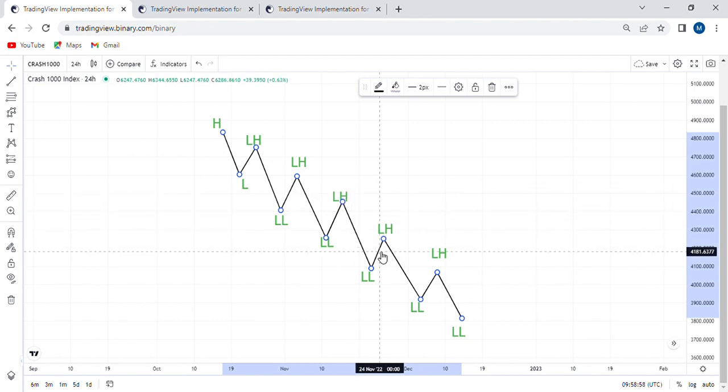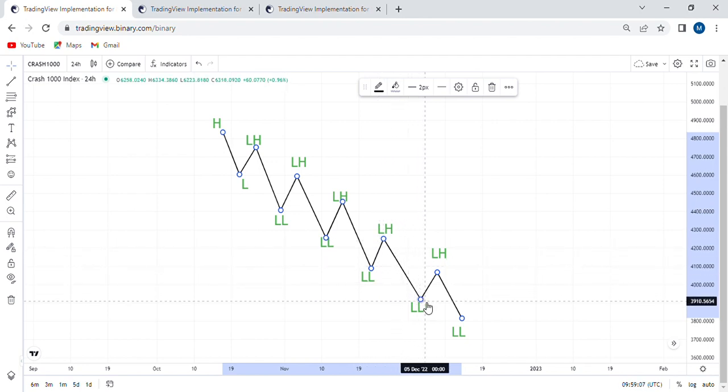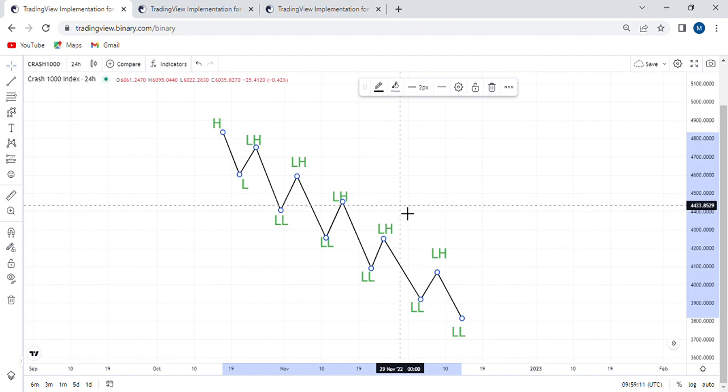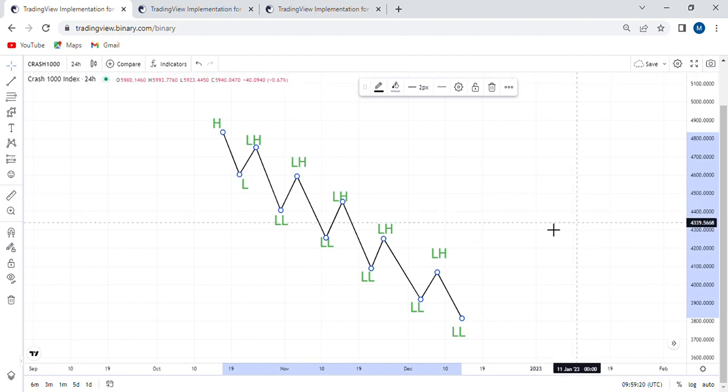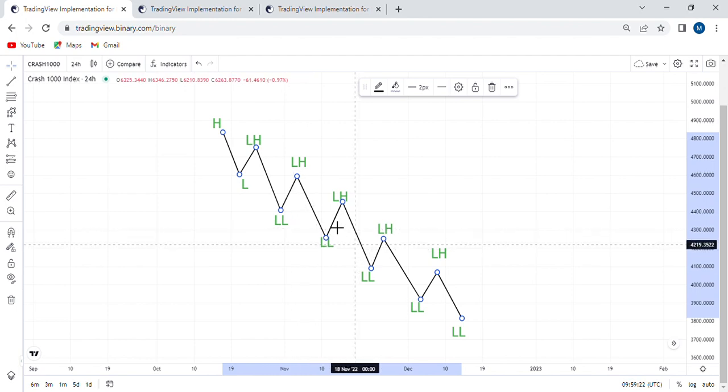So we break out, and we validate this lower low and this lower high. After that we form another one. We cannot validate this one until we break out again, then we can validate this one and this one. All right, so that is it for a downtrend. That's how a downtrend works. It's as simple as that. It's not complicated here.